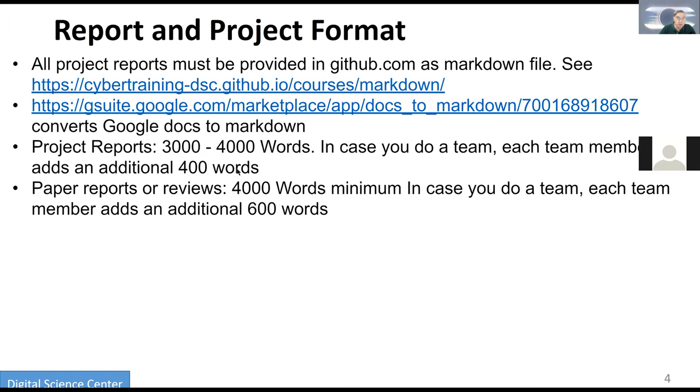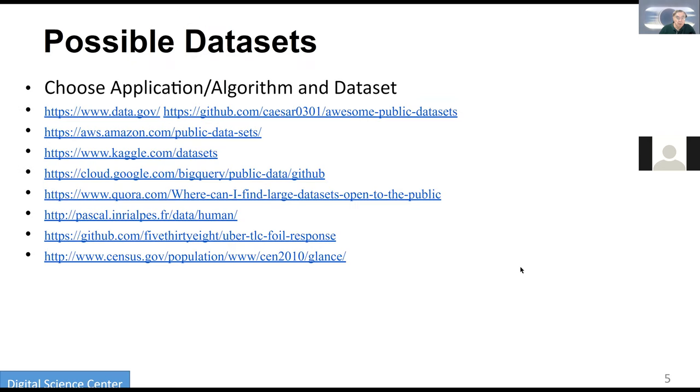And the total project report size is maybe 3,000 words. If it's a pure paper, then you should have 4,000 words. And if you have teams, you need to add more information. One of the things you'll have to do is to browse the available data sets.